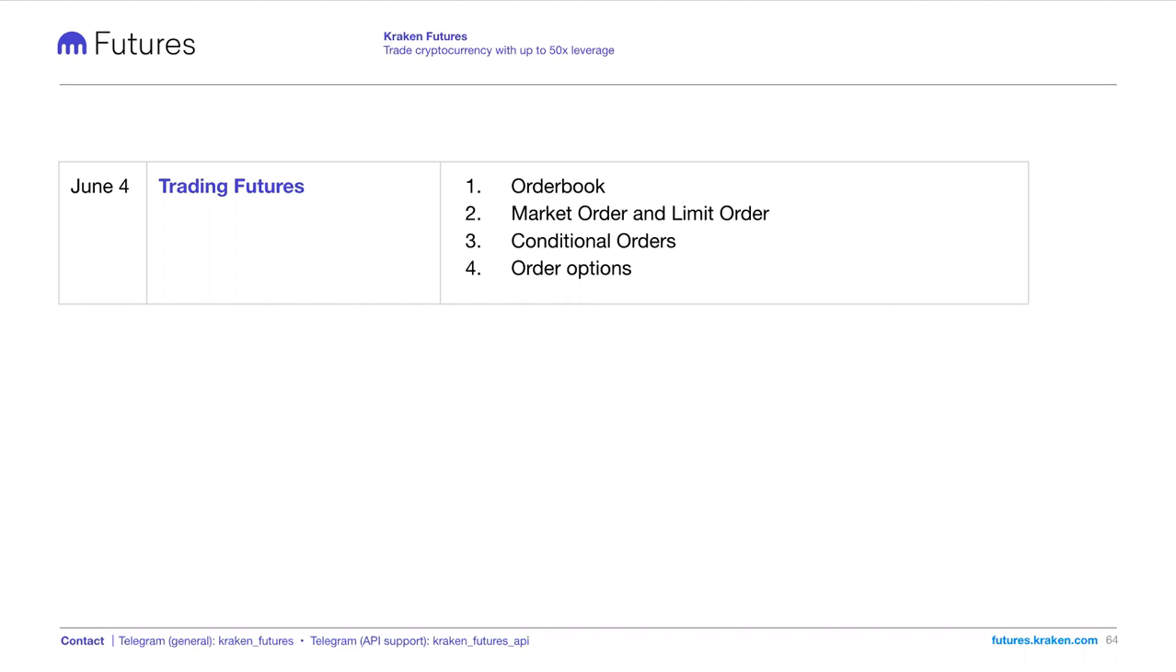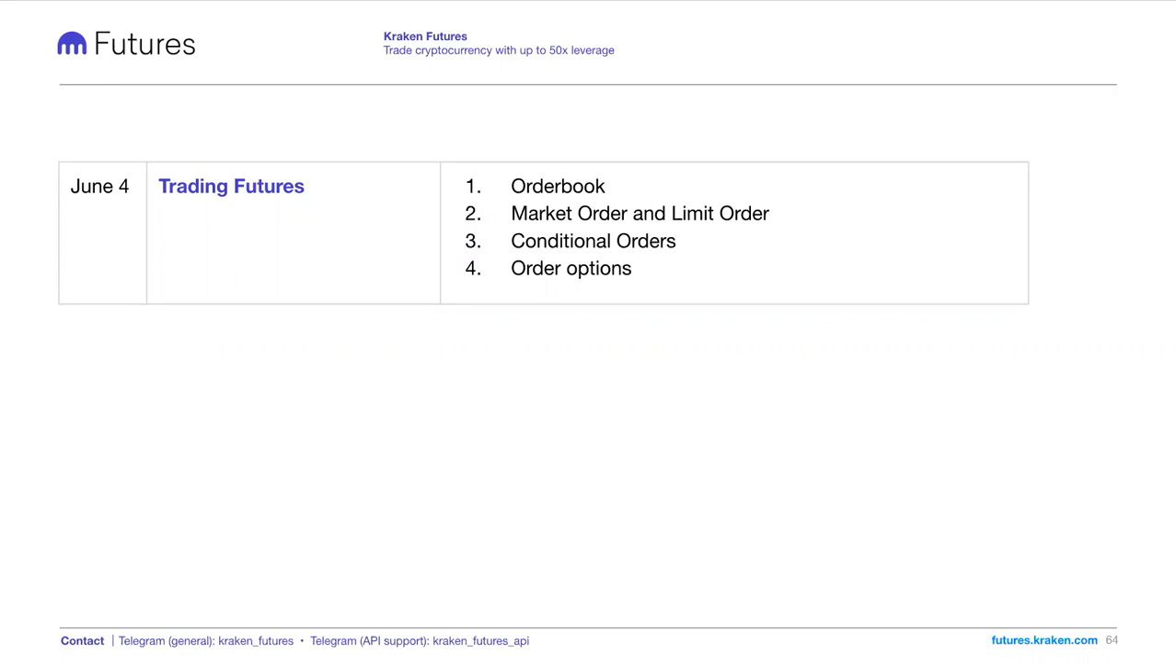Tomorrow, we're going to talk about trading futures. We're going to review a lot of the concepts we've discussed today, but do it live in the platform and demonstrate the things that we've covered. We're going to go through what the order book is in more detail. We're going to do live demonstrations of market orders and limit orders and show you the impact that both have. We'll talk about fees and why you might want to do one versus the other. We'll do conditional orders.